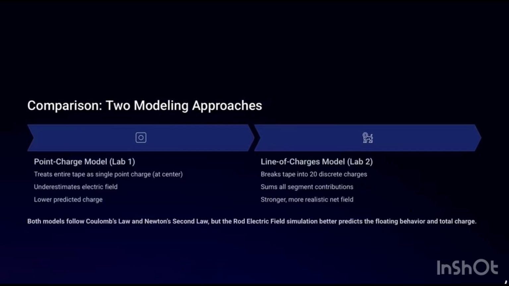As a comparison between the models, the point charge model from Lab 1 underestimates the force because it treats the top tape as a single charge. And the rod of charges model is more accurate because it accounts for the distribution of charges all along the tape. Even though both models follow Coulomb's law and Newton's second law, the rod charge model better predicts the floating behavior and the total line of charge.